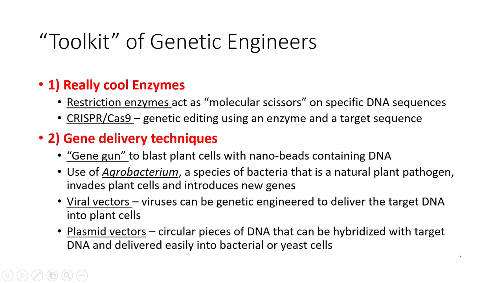Plasmids, we mentioned this in the last video. So this is specific to mostly bacteria, but also yeast cells. This circular piece of DNA, you can hybridize it with DNA from another organism, and then that can easily be swallowed up by a bacteria or yeast cell that you want to transform with the new trait.